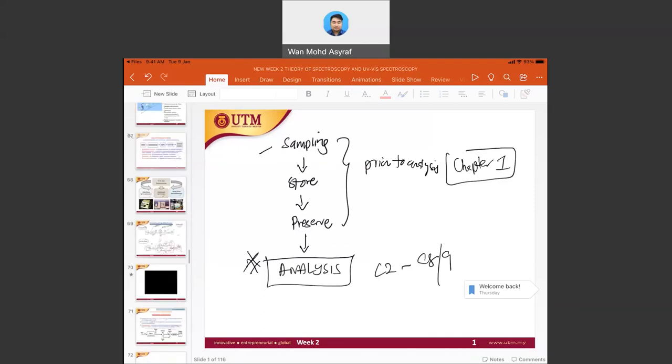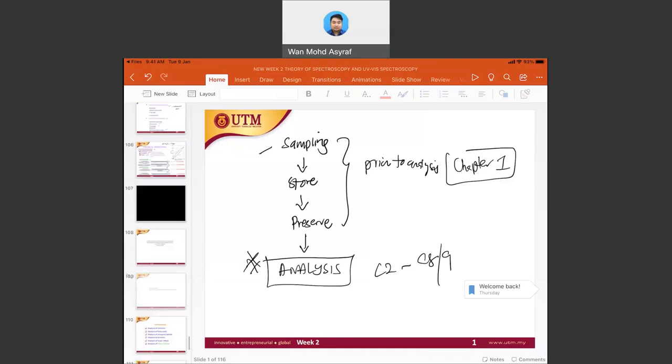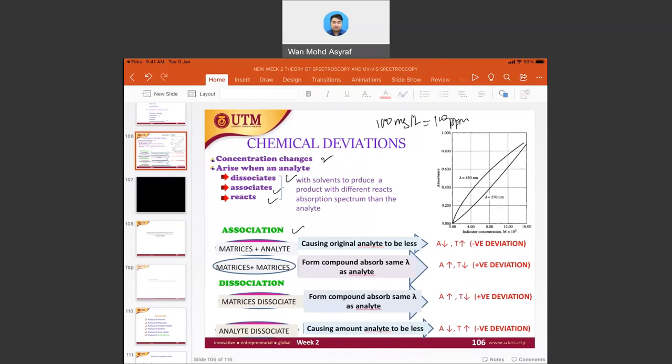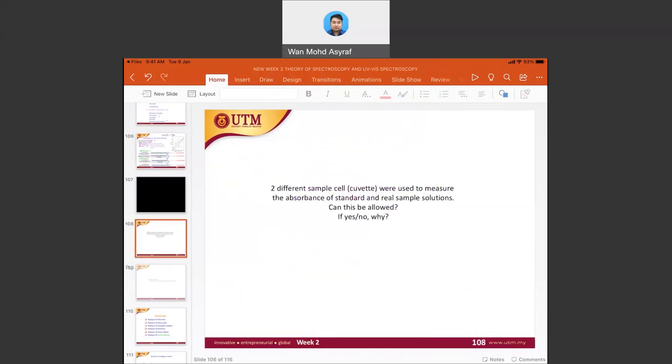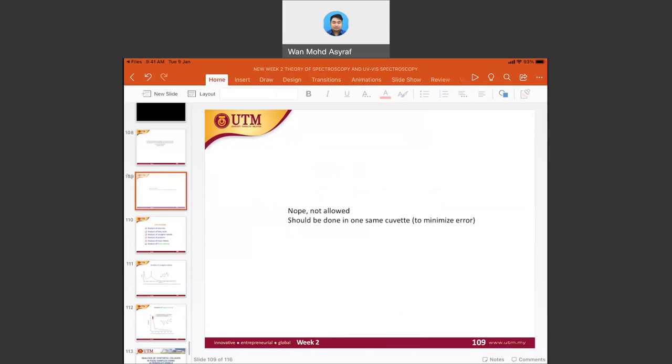Maybe just a little bit more on this. So the deviations you will understand: we have different kinds of deviations and what they cause to your analysis. Here is a direct question: can two different sample cells be used to measure? Can this be allowed? The answer is no, because as I mentioned before, you need to use the same cuvette to measure your sample and also your background, because this minimizes the error.